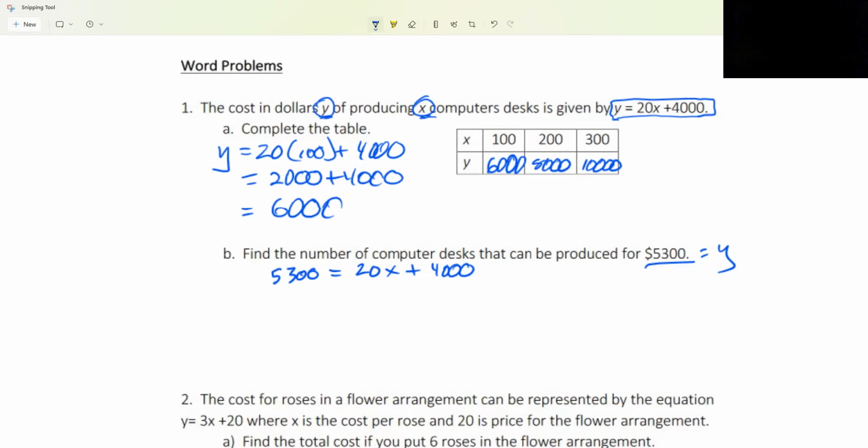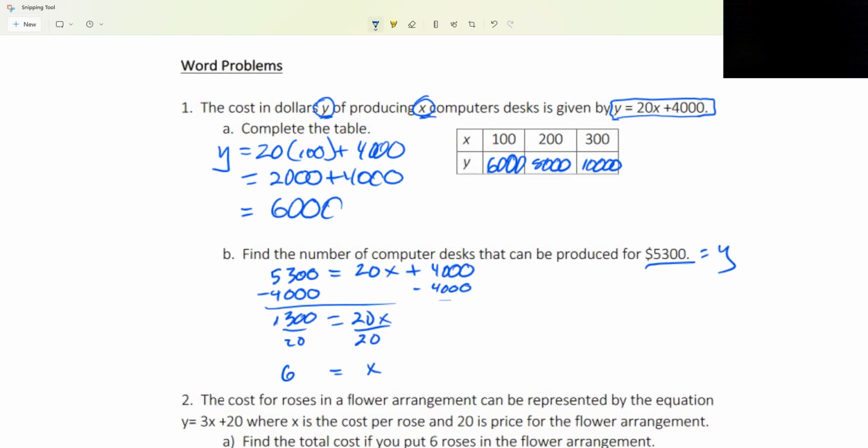So now we're just going to solve for x. Let's subtract 4,000 from both sides. You're going to end up with 1,300 is equal to 20x. Now you divide by 20, and you're going to end up with x is equal to 65. So you can make 65 desks for $5,300. Not a whole lot to it.